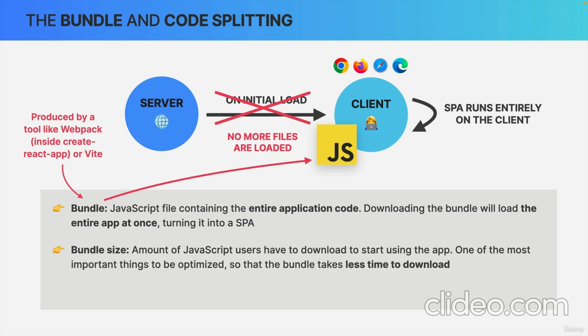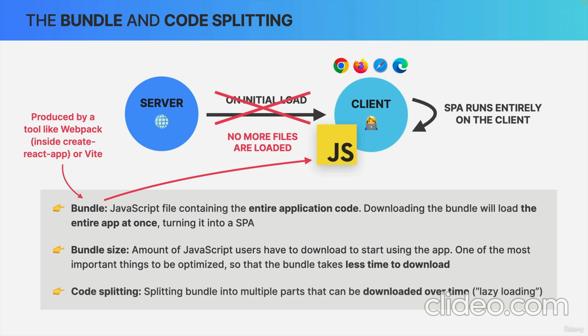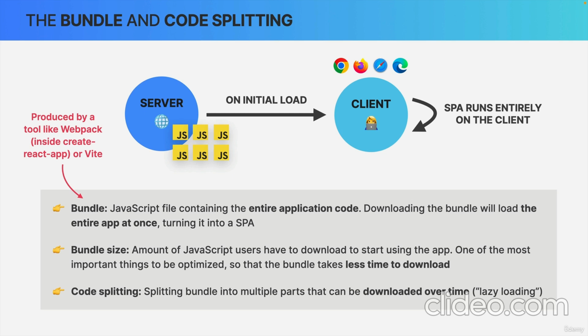And thankfully for us and for our users, it's not very hard to do. So we can just use a technique called code splitting. And code splitting basically takes the bundle and, as the name says, splits it into multiple parts. So instead of just having one huge JavaScript file, we will have multiple smaller files which can then be downloaded over time as they become necessary for the application.